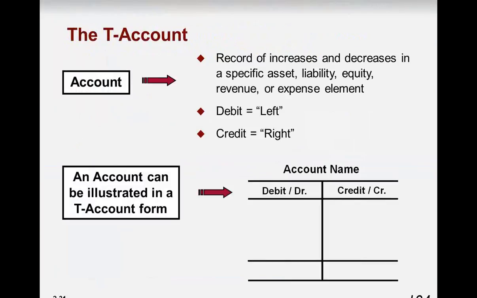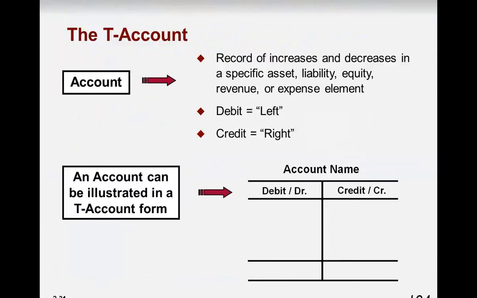We'll look at the T account. What the T account is used for is to demonstrate the ledger, how we keep track of what the balance is on each account. So we have the account name listed at the top. This might be cash, accounts payable, accounts receivable, common stock, whatever account we're looking at.